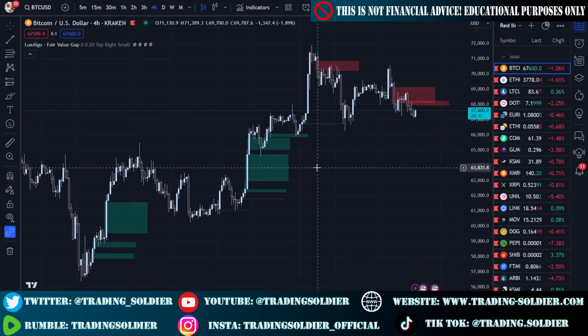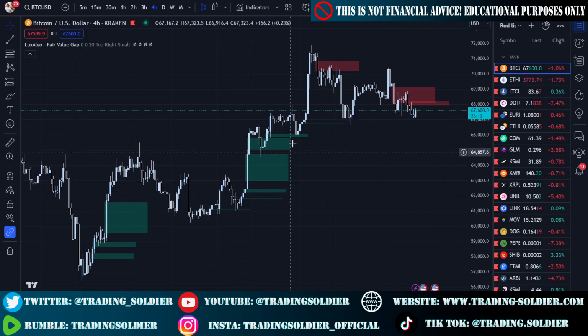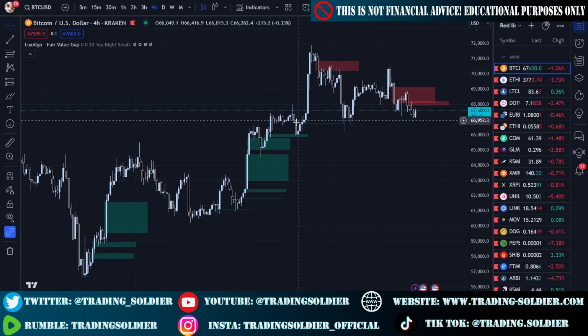So as you should already know, a fair value gap basically is an imbalance. An imbalance is created when a lot of momentum pumps the price of an asset, and then the price creates an imbalance in the chart. So oftentimes these imbalances are rebalanced by the price. So these are zones of high importance, or high probability that the price will revisit these zones.